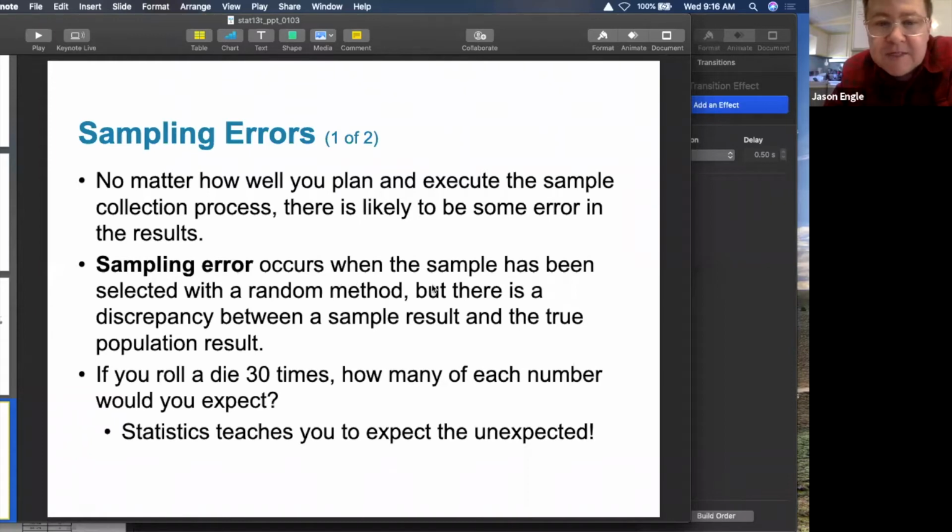Sampling error occurs when the sample has been selected with a random method, but there is a discrepancy between the sample result and the true population result.